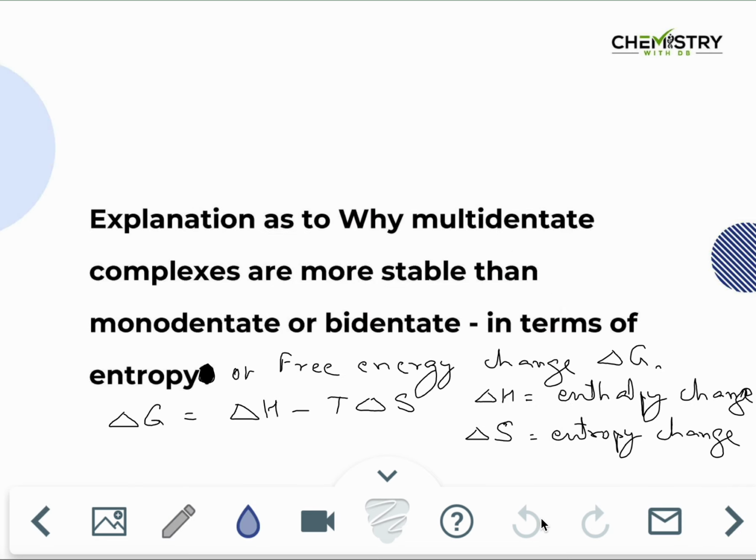Now we need to understand the explanation for this, as to how we can explain it in terms of entropy or free energy change. We know that the equation for the free energy change is delta G equals delta H minus T delta S, wherein delta G is the free energy change, delta H is the enthalpy change, and delta S is entropy change.